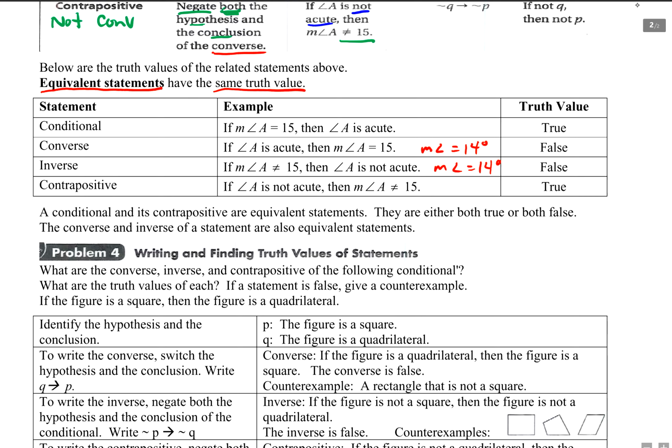So what does this mean to us? A conditional and its contrapositive are equivalent statements. They are either both true or both false. This is also true for the converse and inverse: they are equivalent statements. They are either going to be both true or both false. So when you match these up, if you get different answers for those, you should go back and check and see if you have any counterexamples that you can find.